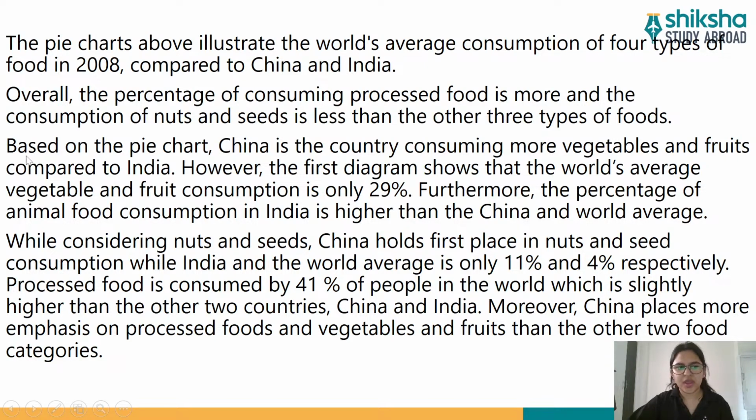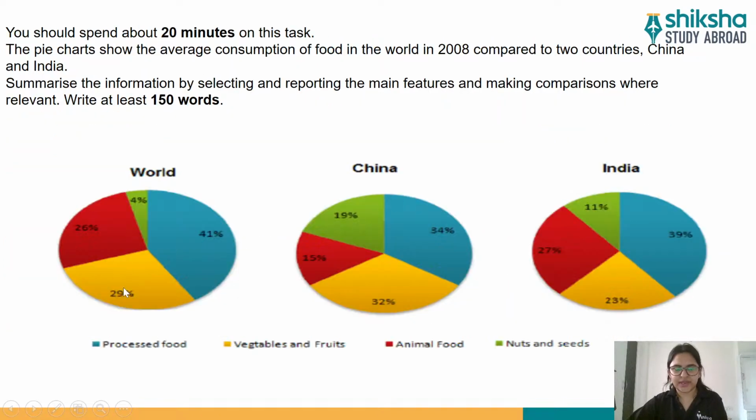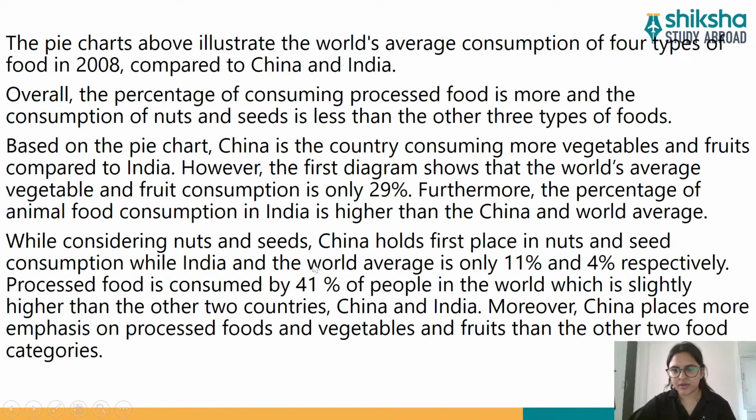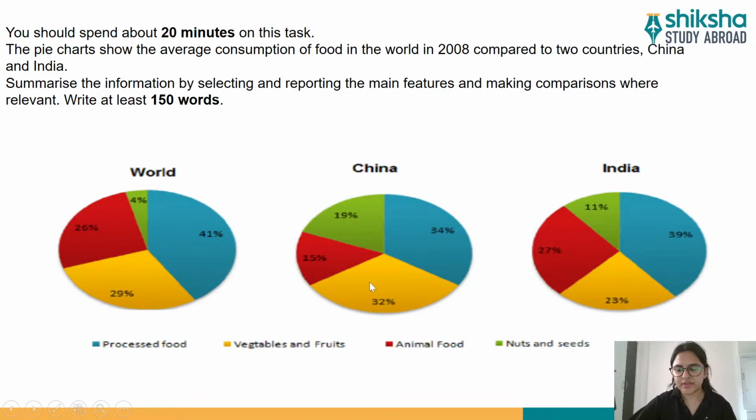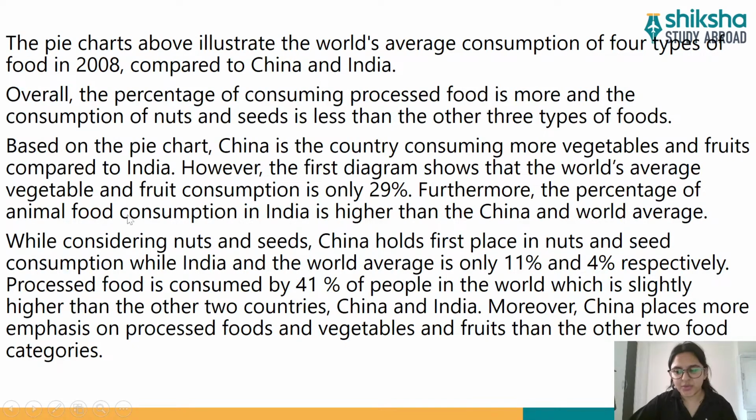This is the third paragraph. Based on the pie chart, China is the country consuming more vegetables and fruits compared to India. However, the first diagram shows that the world's average vegetable and fruit consumption is only 29%. If we see here, 29%, right? Vegetables and fruits for the world. So this is how you compare. Furthermore, the percentage of animal food consumption in India is higher than the China and world average. So if we talk about India, it is higher than China and the world, the percentage of animal food consumption.